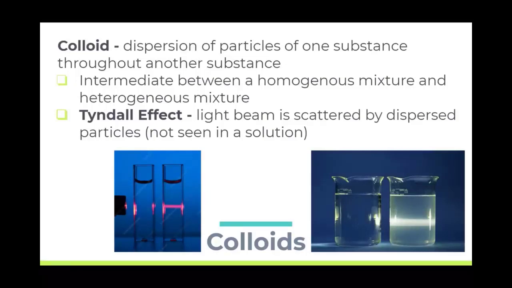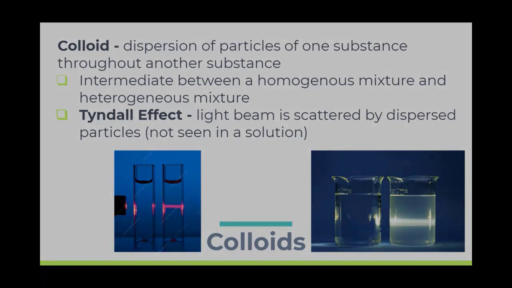And so on both of these, the solution on the left, you can't see the particles going through it based on the light bouncing off because it's homogeneous, and so there's nothing for the light to bounce off of. But both of the containers on the right are colloids, and so you can see the light beam going through because there's a bunch of particles in there that are being dispersed, or it's scattering the light. And so colloids can be described as an intermediate between a homogeneous mixture and a heterogeneous mixture.